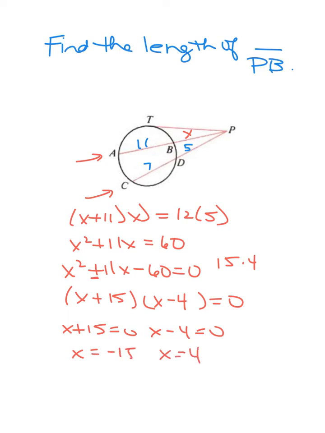Now if this were just a regular algebra problem, both of those answers would be okay. But again, since we're working with geometry and we're working with diagrams, I'm noticing on my diagram that PB has a value of just x, so I know that has to be positive. So I can only go with x is equal to 4. So therefore, PB has a value of 4.